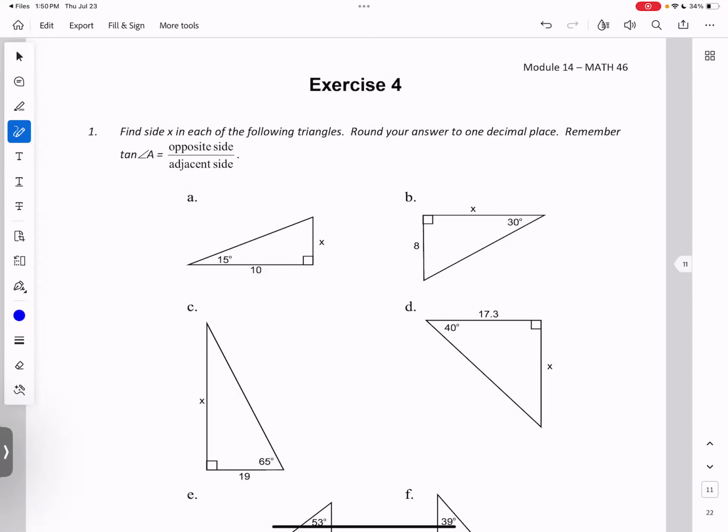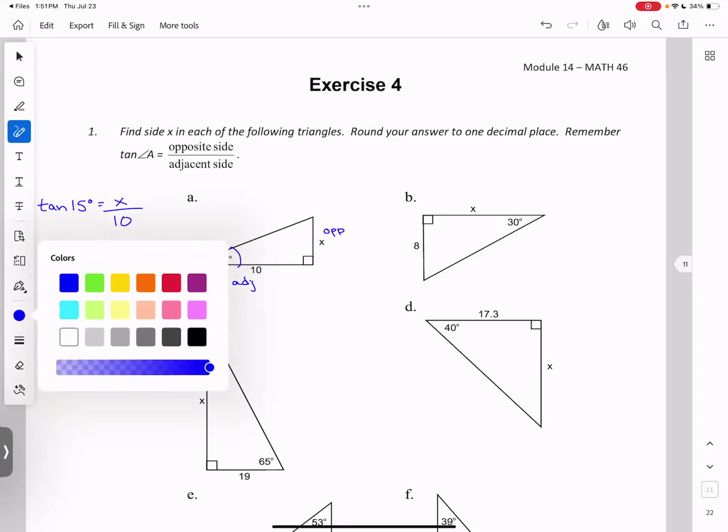Okay, let's do some of these exercises together. So it's asking us to find side x. So x here would be my opposite, and 10 is my adjacent. My apologies, there's not a lot of room on this sheet. I'll do it over here on the left. So we have tan of 15 degrees equals x over 10.